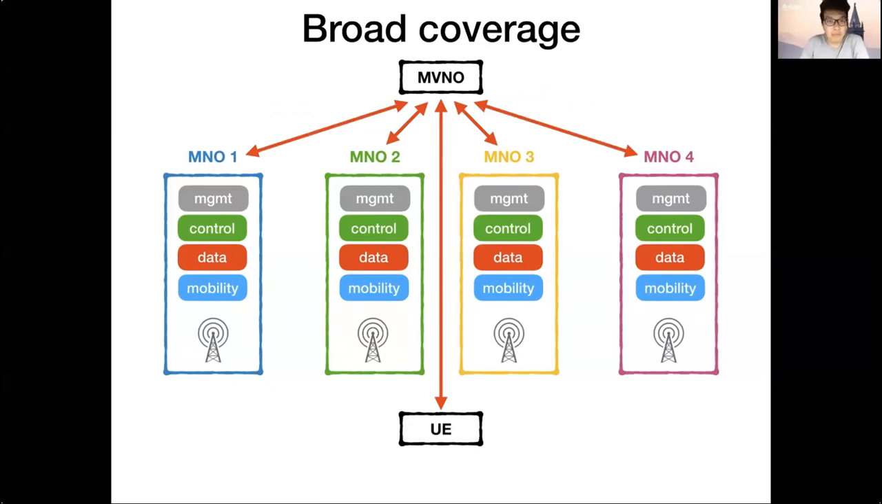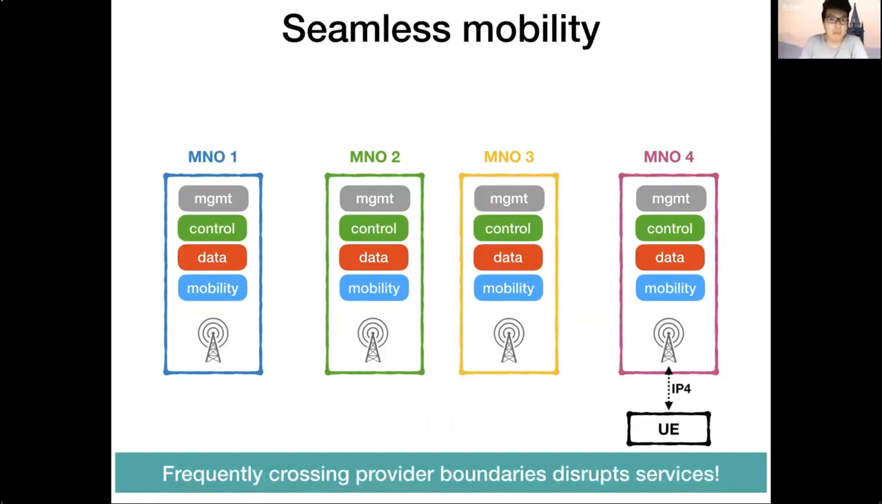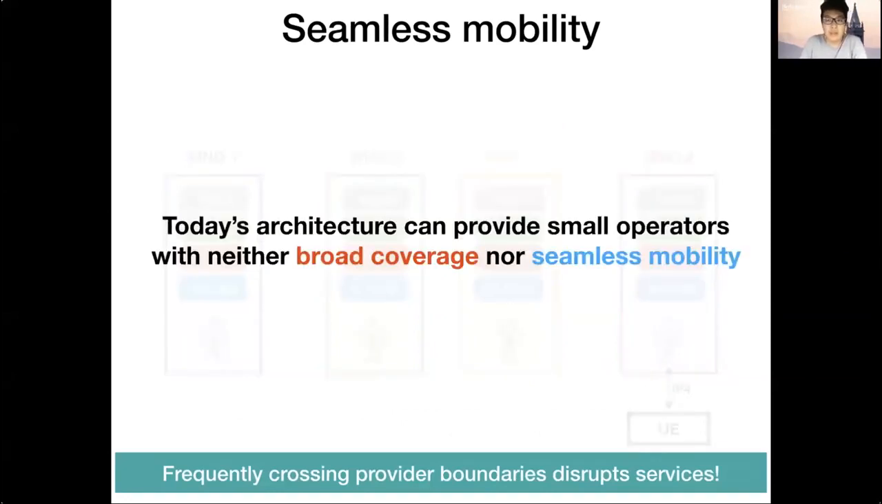How about seamless mobility? What happens right now is that with a large number of small access providers, moving users will frequently cross the boundary of different providers. As mentioned before, when crossing provider boundary, it's hard for the network to maintain the IP address of the users. Such a frequent change in IP address then leads to severe disruption in the user's services. In summary, today's architecture can provide small operators with neither broad coverage nor seamless mobility.